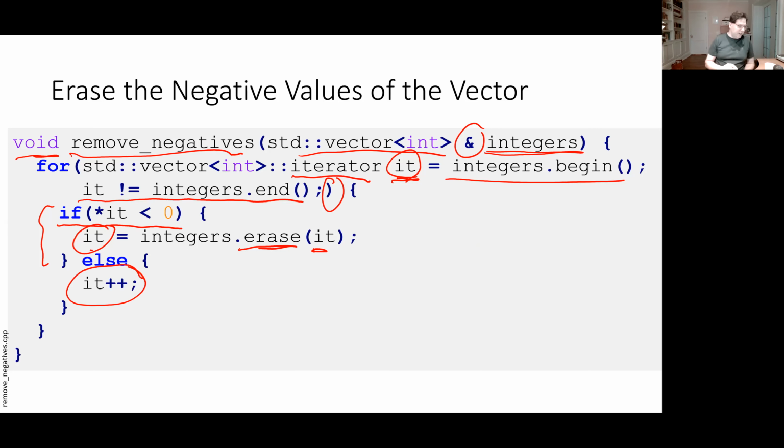Question: do we need the else statement? Won't the for loop increment it? No, I wrote this for loop in a funny way. There's no increment here. You're used to a for loop that has some kind of increment there, but I don't have one. It's empty, so no increment happens. That's on purpose, because we only want to increment sometimes. If we had a positive number, we want to increment to skip over it. If we have a negative number, we want to erase it, and we want to capture the new iterator that comes back from erase. So it's more complicated than just incrementing every time. So we don't put it in the loop control. We instead put it inside the body.